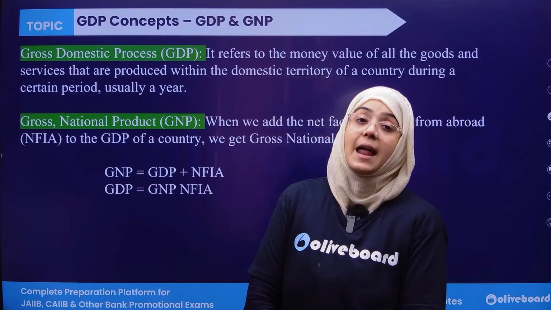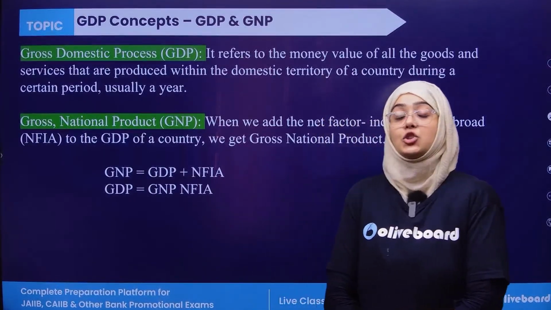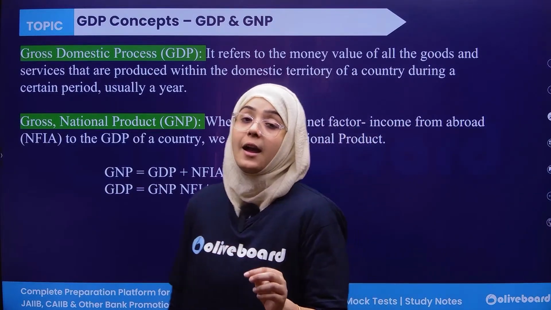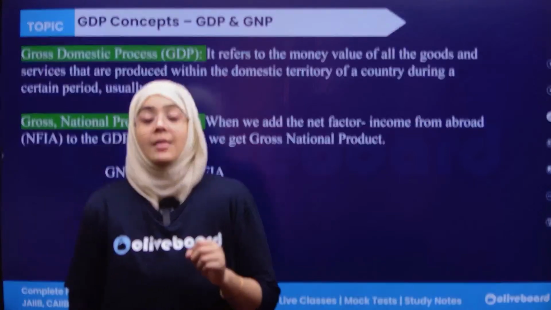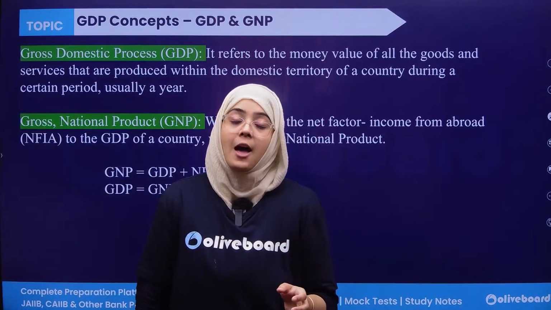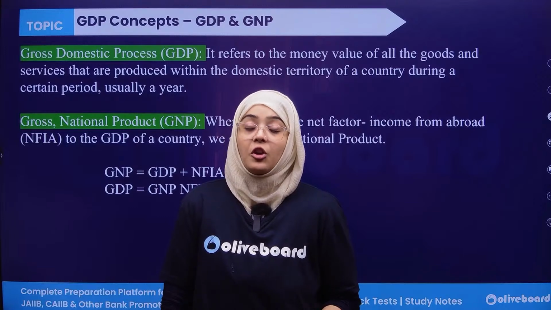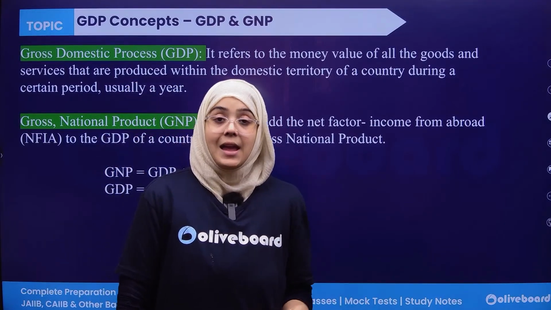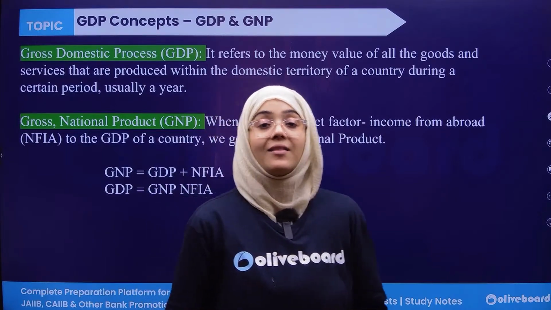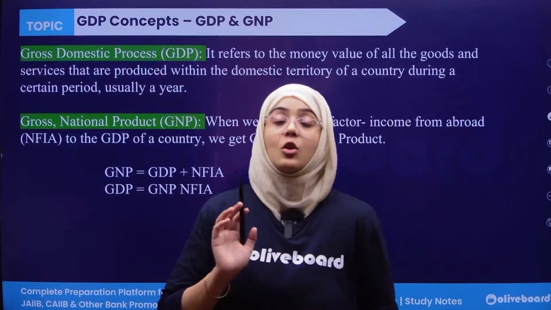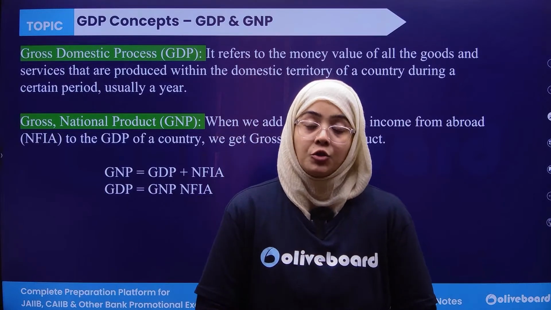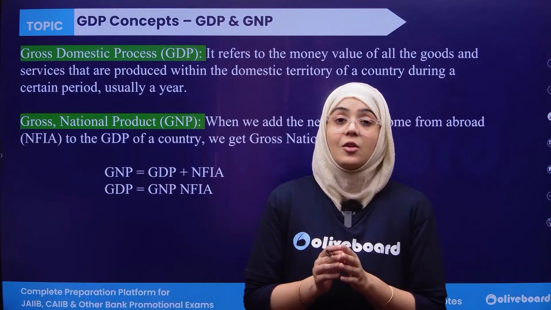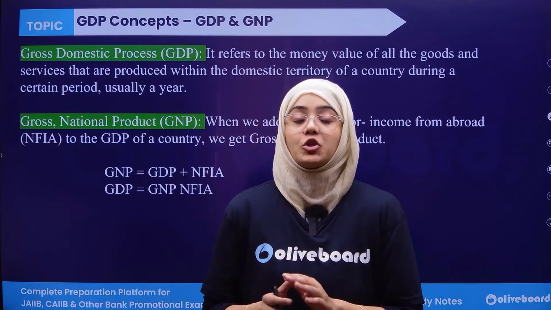Now, what is gross national product? Gross national product means when we are concerned with the income of Indians that are either living in India or abroad. So, in the national, we are concerned with Indians. In the domestic, we are concerned with only the domestic boundary. So if we are concerned with the domestic boundary, then it is GDP. Then if we are concerned with Indians, then it is known as the national product.